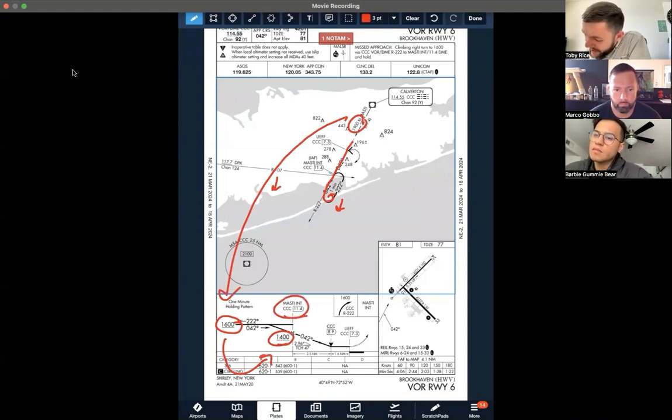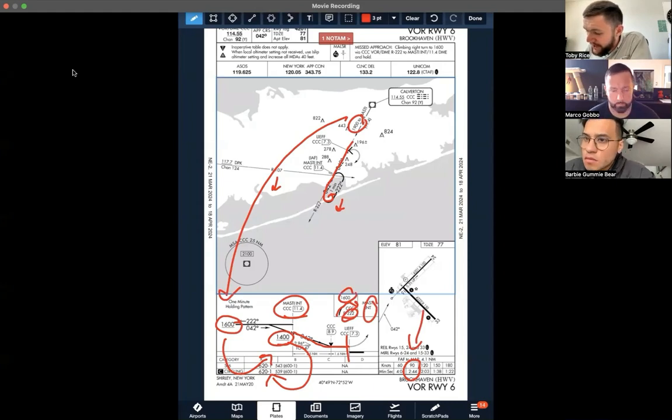Then once you hit Masty, you descend to 620 and start your timer. And now all you do is wait for the timer to expire. And when it expires, you are here. And then you simply do a right turn to the 222 radial to 1600 and hold. So that's easy. You go right turn.